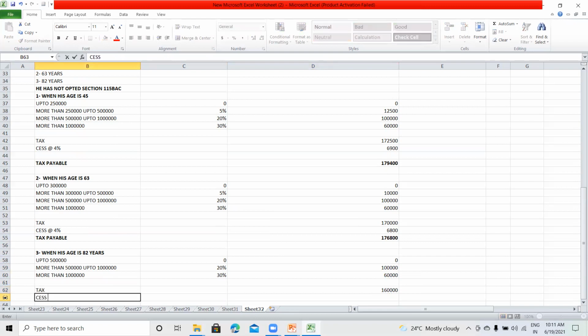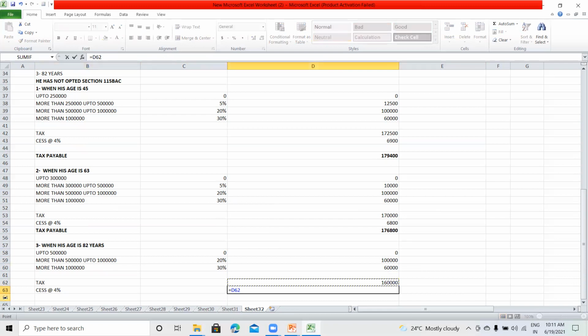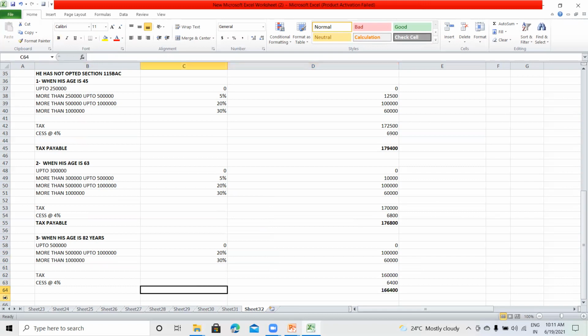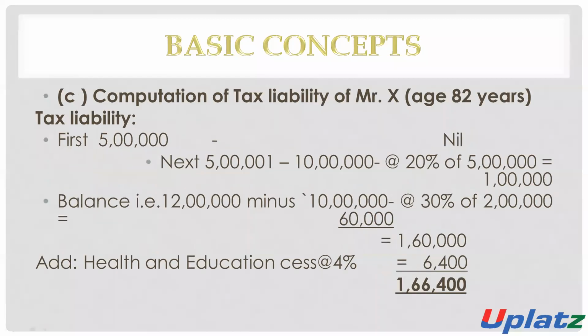So the tax which is required to be paid by him is the total 1,60,000 tax, and cess will be at the rate of 4%. It will be 1,60,000 into 4%, which is equal to 1,66,400. This is the tax payable. Tax payable is 1,66,400.